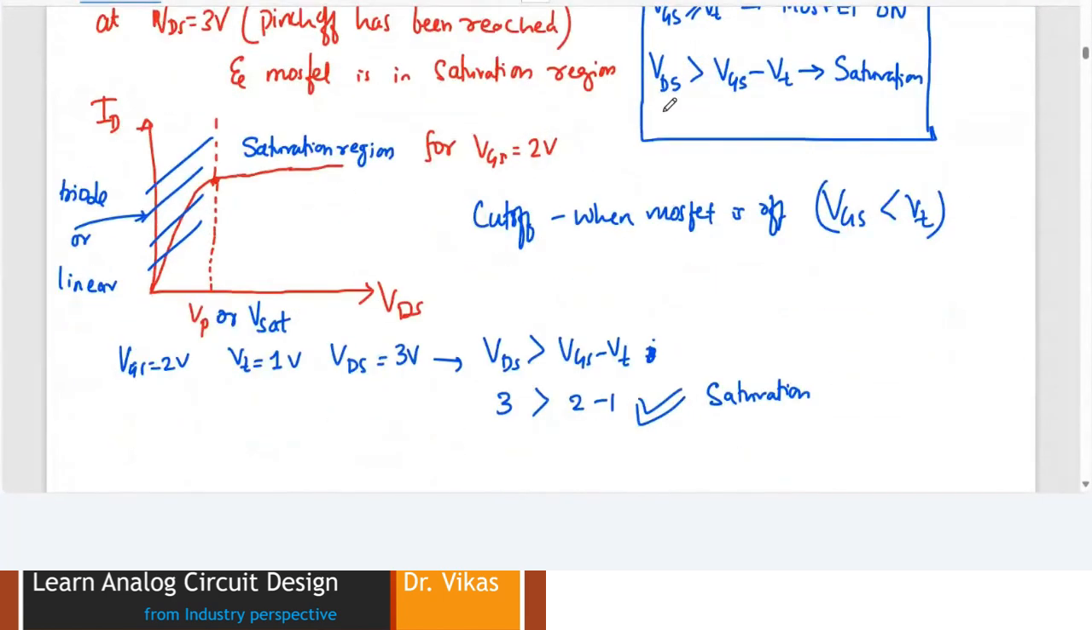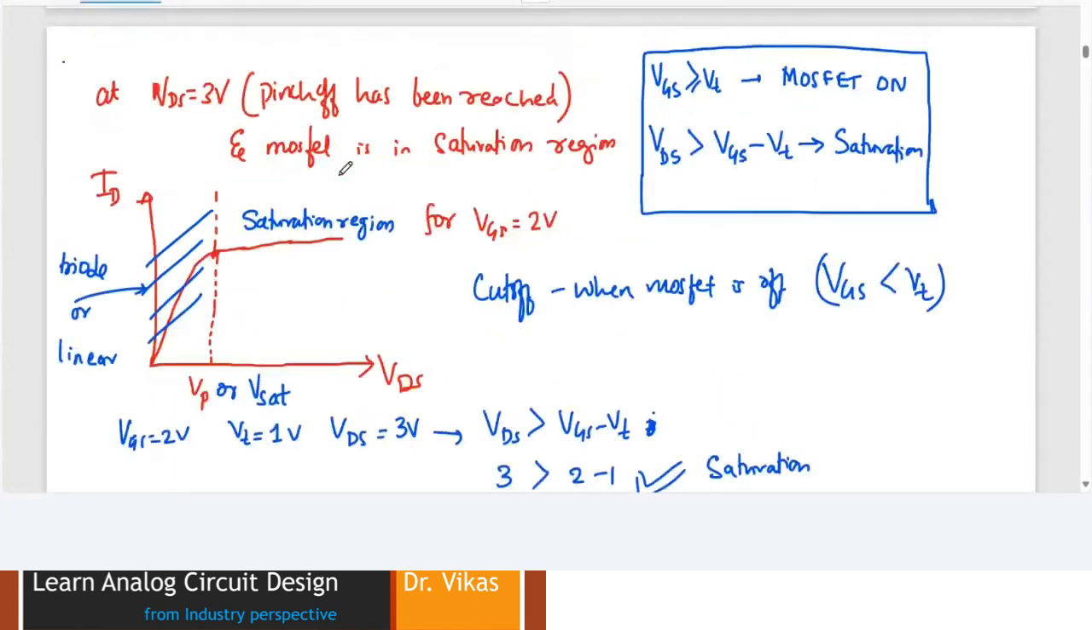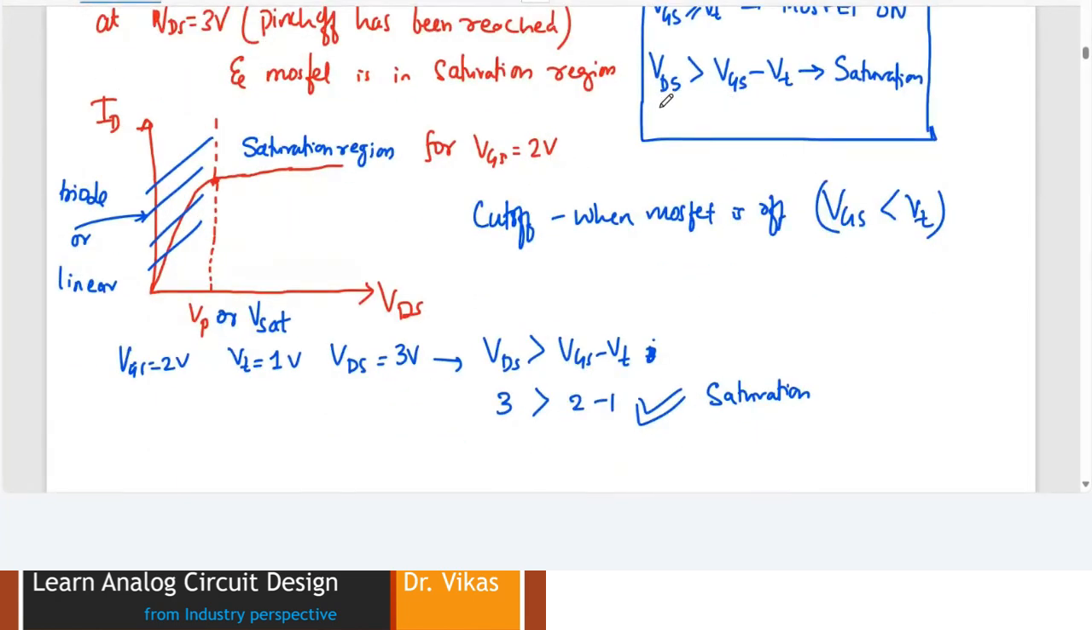These conditions can be obtained through the trial and error method, experimentation, where you keep on increasing VDS and keep on changing VGS, and you can see that at one particular point there is a condition where this entire thing happens, and that condition would definitely be VDS greater than VGS minus VT.